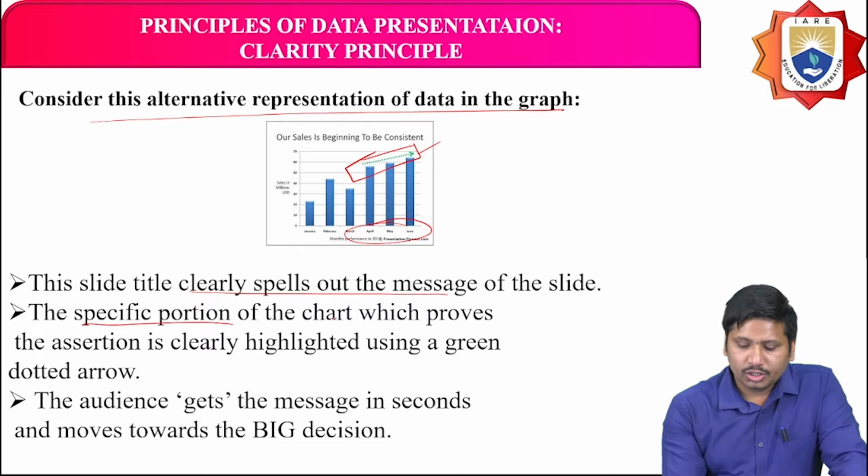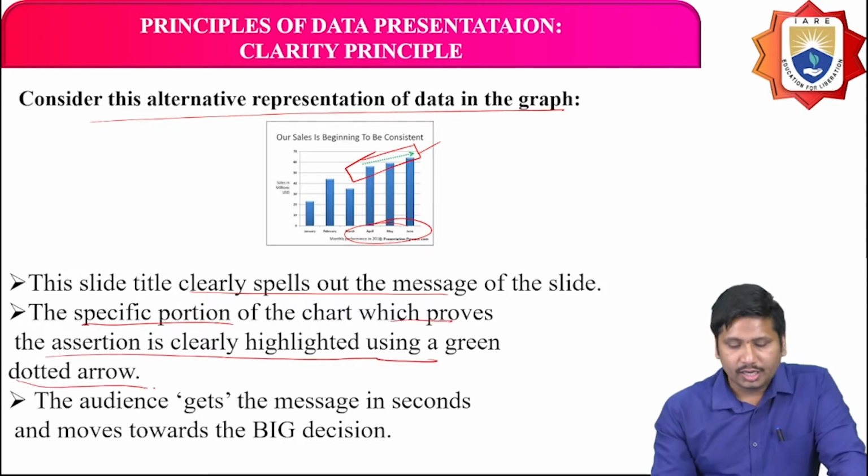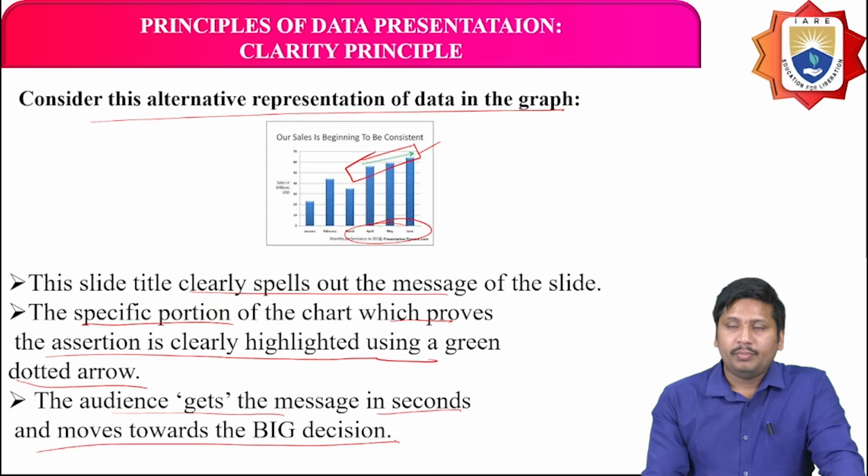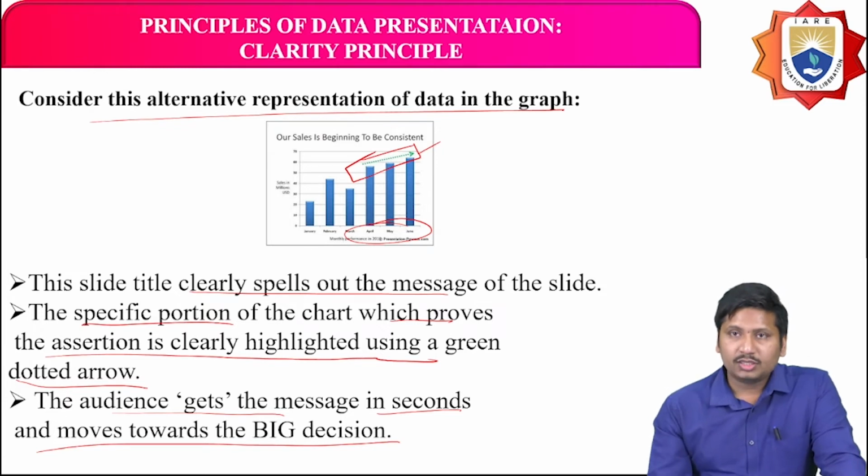The specific portion of the chart which proves the assertion is clearly highlighted using a green dotted arrow, and then the audience should also get the message in seconds and move towards the big decision, right? So by seeing this arrow, what will happen? The audience can clearly make a big decision, like whether to continue this company or not. That type of big decision can be taken very easily by seeing this kind of presentation of the data.